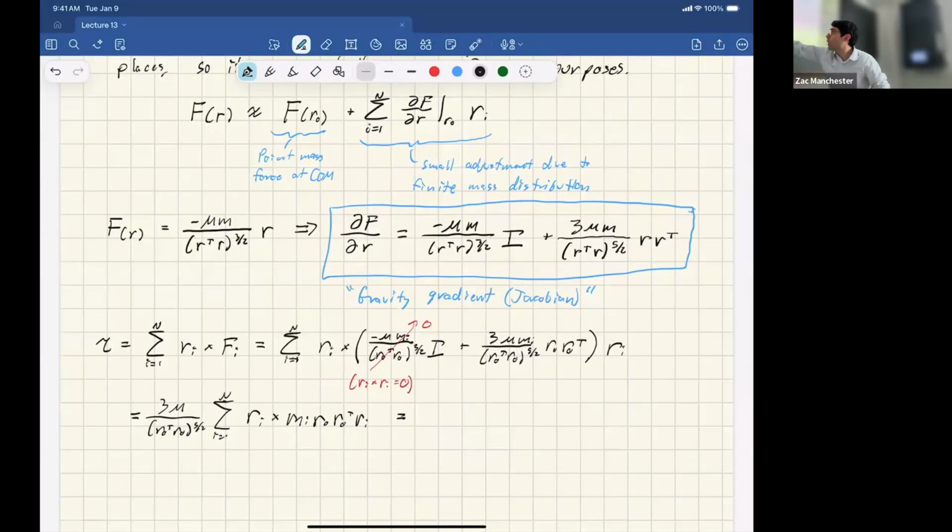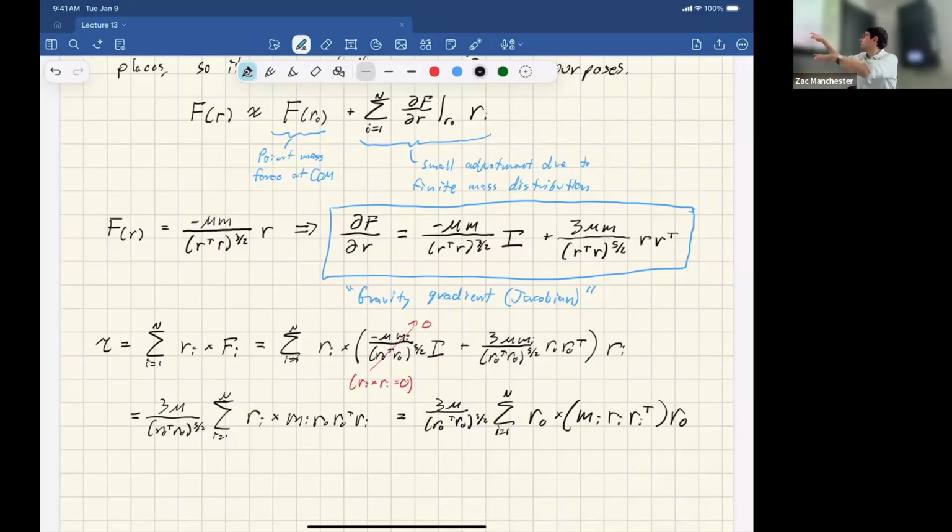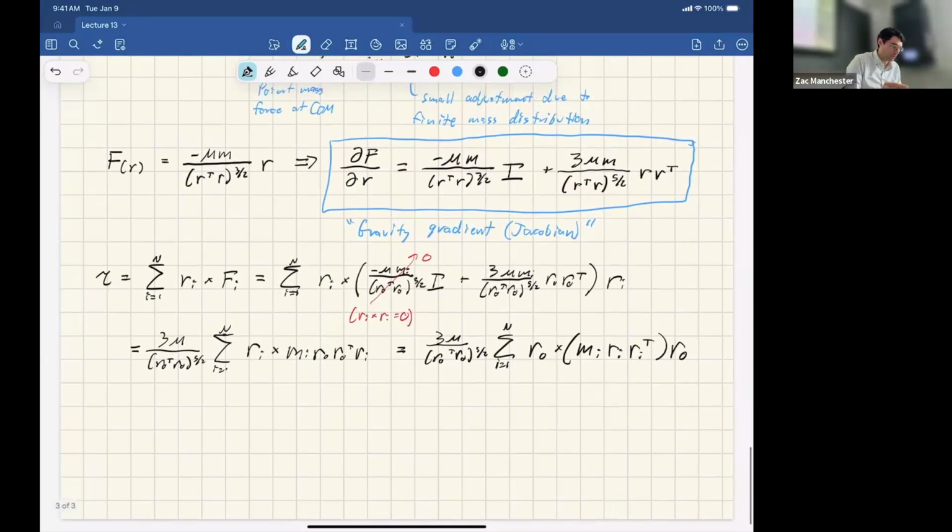The R naughts are constant and the Ris are what we're summing over, those little masses. So I'm going to flip things around to pull the R naughts out because they're constants, and put the Ri stuff inside the sum. And that's going to make this look like so. Basically I can pull the R naughts out and sum over this stuff. Okay, so that's all still weird and messy.